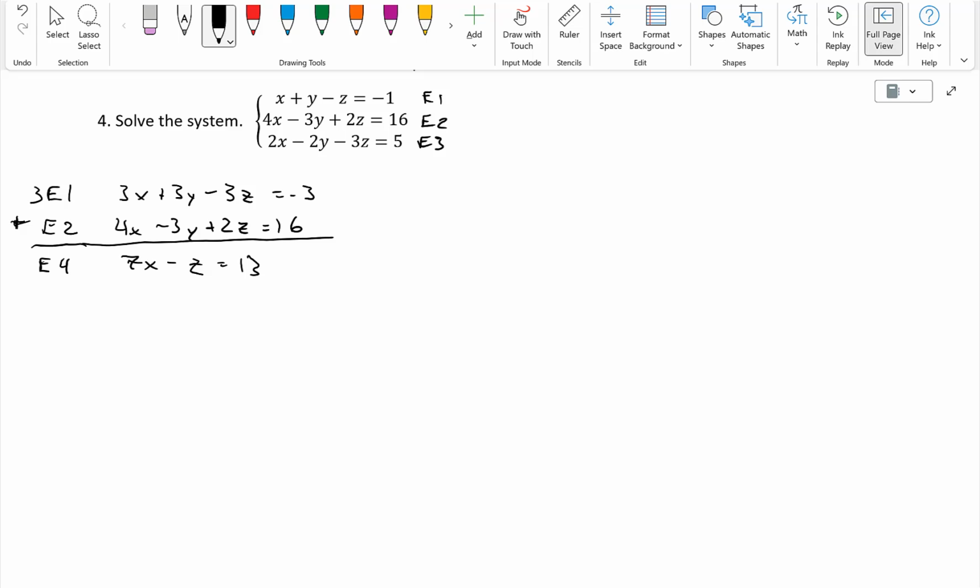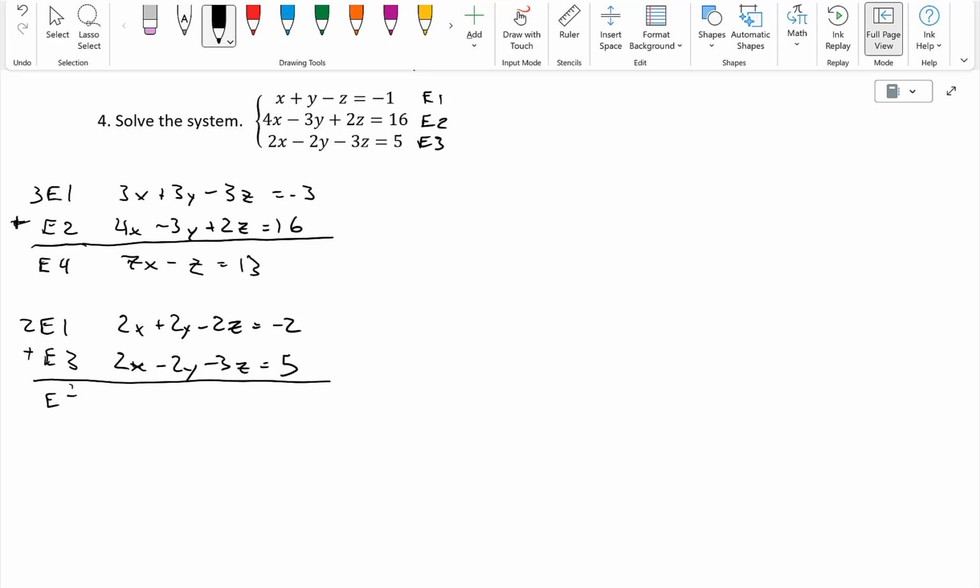And then we're going to take 2 times equation 1, which is going to give us a 2x plus 2y minus 2z equals negative 2. And we're going to add that to equation 3. Right? So we don't want to do the same two equations. We want a different pair. Here we have E1 and E3. E3 had a 2x minus 2y minus 3z equals 5. And when we add those together, we'll get a new equation. We'll call it equation 5, which should also have x's and y's. We get a 4x minus 5z equals 3 there.